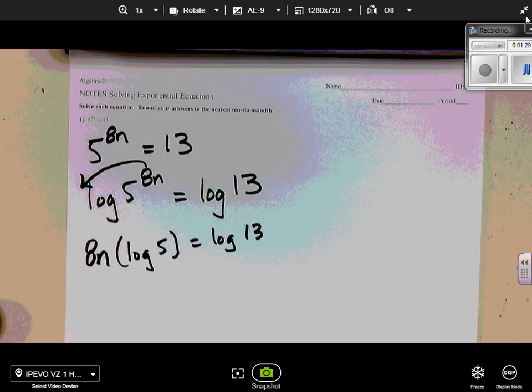All right, so we're getting closer to getting that n by itself.